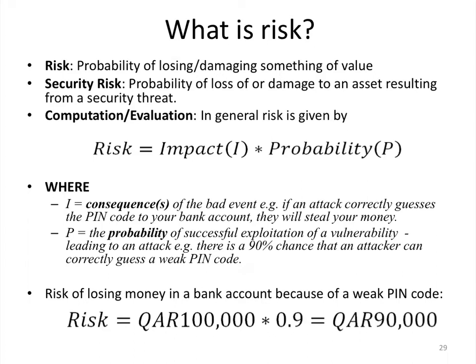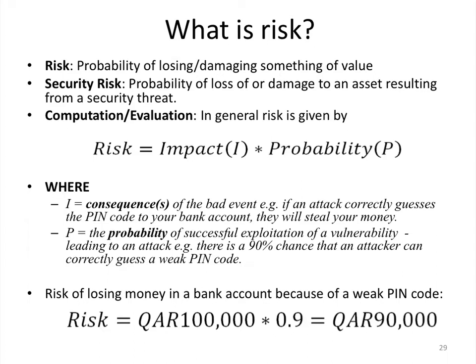And also the probability, which is the probability of the attacker being able to use that vulnerability. If you have a weak password, what is the chance that an attacker can use that weak password? If you have a weak password like 1234, this means that there is a very high chance, for example 0.9, that any attacker can in fact use that password. This will vary depending on how weak the password is. For example, 1234 is different from any other compound password and so on.